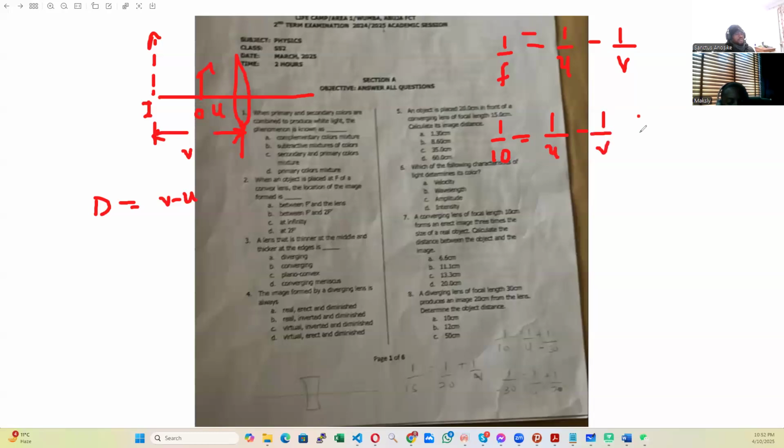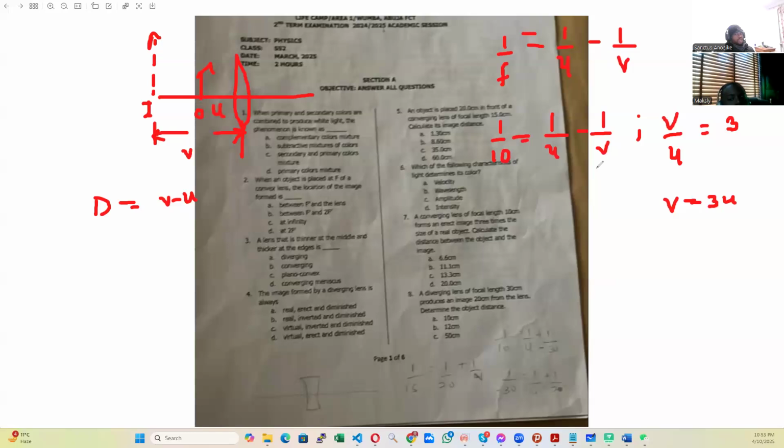The question says that the image formed is 3 times the size of the object. That means magnification is 3. So v over u is equal to 3. So this is the magnification. So v is equal to 3u.